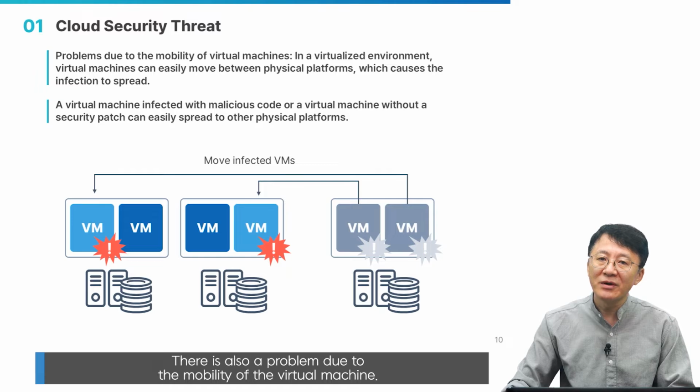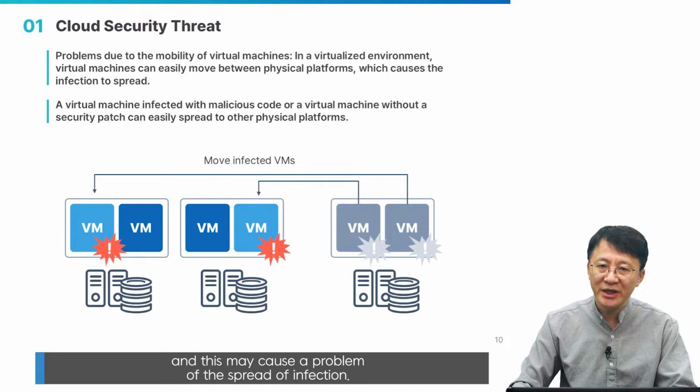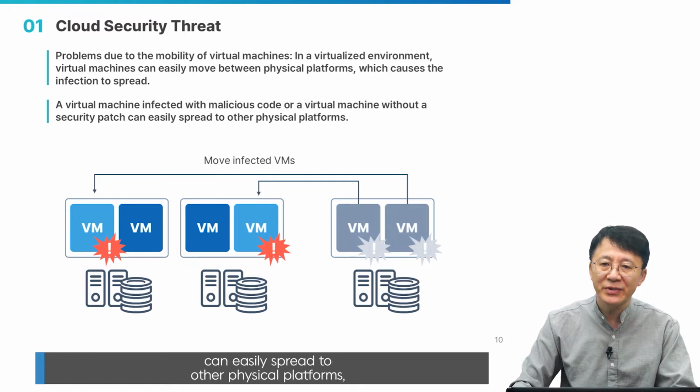There is also a problem due to the mobility of the virtual machine. In a virtualization environment, it is easy to move virtual machines between physical platforms, and this may cause a problem of the spread of infection. That is, a virtual machine infected with malicious code or a virtual machine without a security patch can easily spread to other physical platforms, causing a problem that can quickly impact cloud hardware.